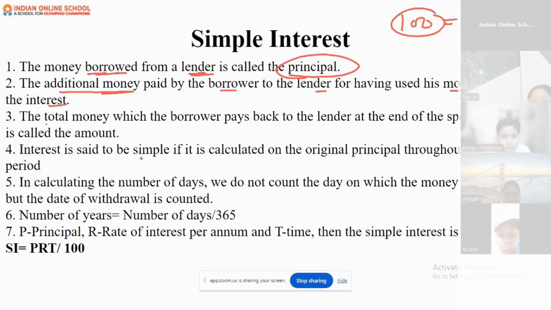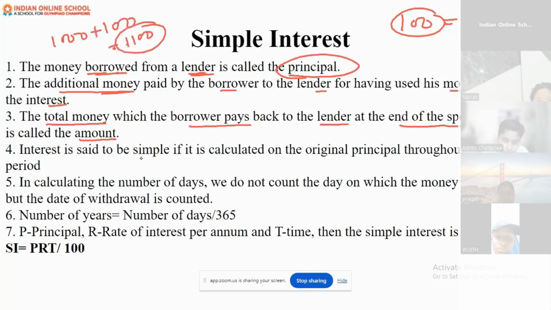The total money which the borrower pays back to the lender at the end of the specified period is called the amount. At the end, how much money have I paid to Shivans? That is 1,000 plus 100, which is 1,100. I have taken 1,000 rupees, but I have paid 1,100. So it is my amount. Next.